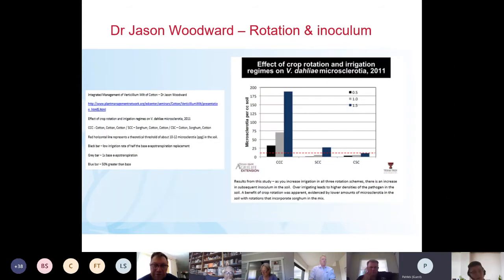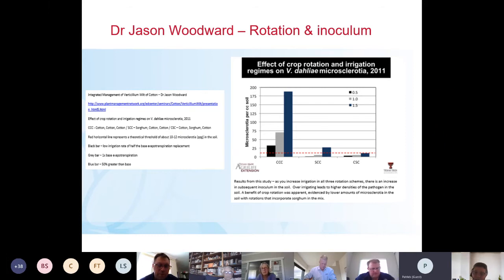I thought it'd be really important to let people know there's some brilliant experts in Texas looking at Verticillium in cotton. Dr. Jason Woodward, he's done a lot of work with rotation and inoculum levels. I've got a few references here. The main point about this was the cotton rotations and irrigation.